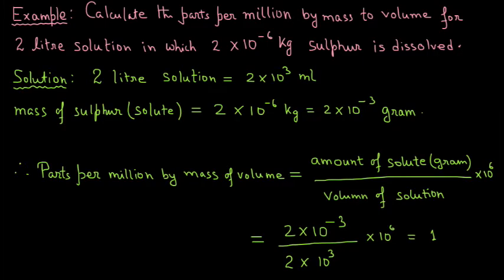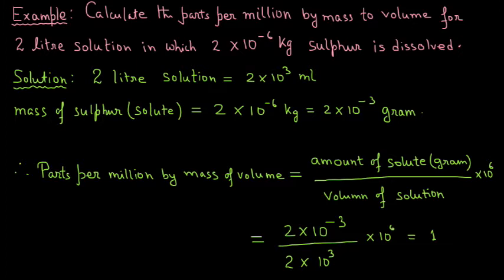Let us see one example to get a clear concept. Calculate the parts per million by mass to volume for a 2-liter solution in which 2 multiplied by 10 to the power minus 6 kg sulfur is dissolved. Here, 2-liter solution is equal to 2 into 10 to the power 3 ml, or we can write 2000 ml. Mass of the sulfur, which is the solute, is given as 2 into 10 to the power minus 6 kg, or we can write 2 into 10 to the power minus 3 gram.